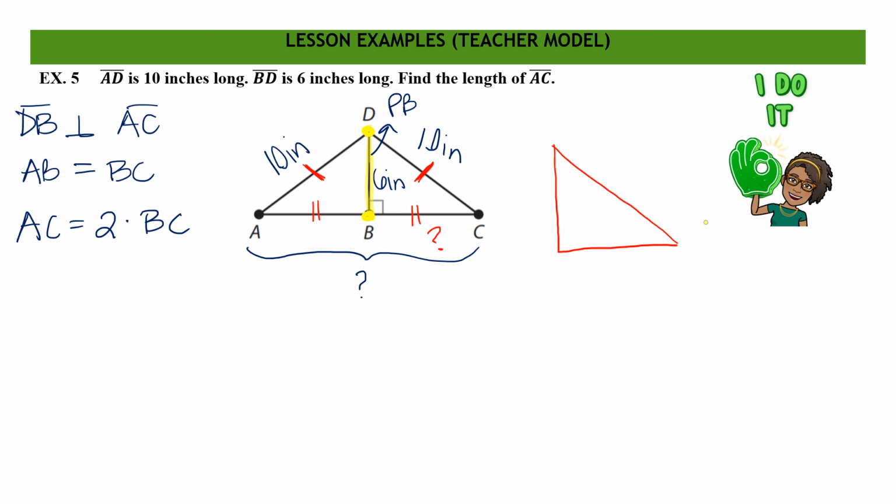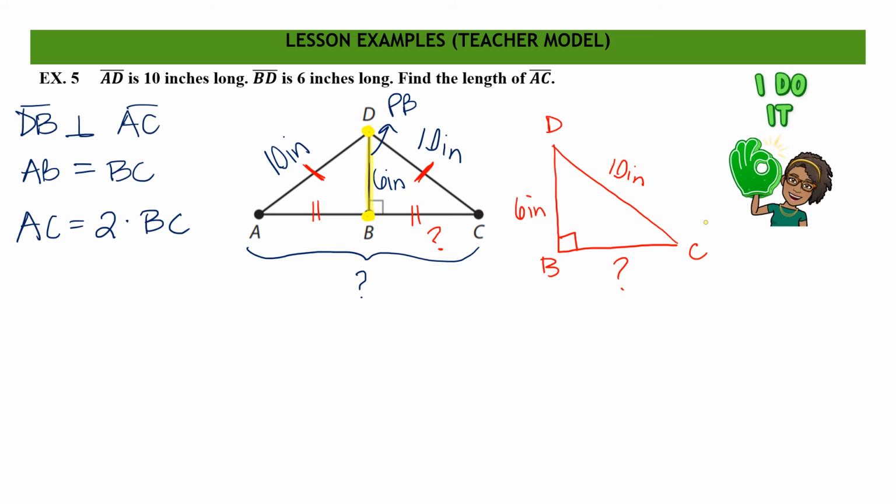So if I'm only looking at the right side of this figure, I have, ladies and gentlemen, a right triangle, where from D to C we already know is 10 inches. And we know from B to D is 6 inches. That's given in our problem. So our task right now is to find BC, and that's going to help us find the full length of AC.